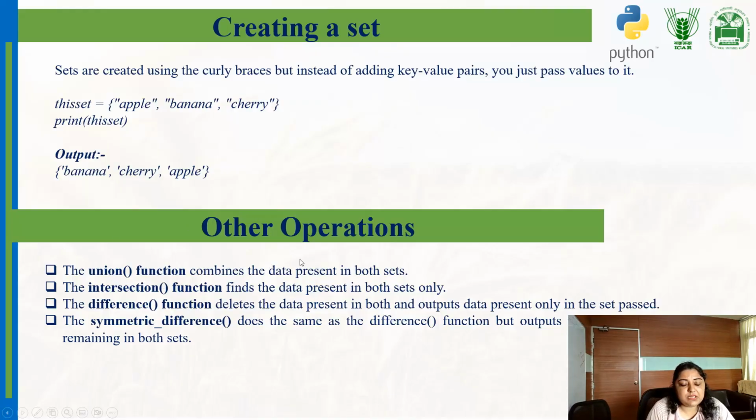We can combine the values from different sets. Using the intersection function, we can print the values that are present in both sets. Using the difference function, we can delete the data present in both sets and output the data present only in the set passed. And using symmetric difference, it does the same as difference but outputs the data which is remaining in both sets.